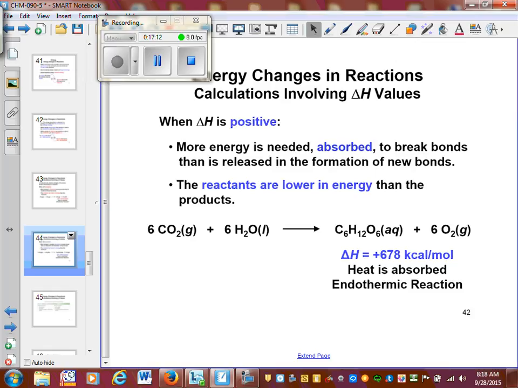If delta H is positive, more energy is needed to break the bonds than is released in the formation of new bonds. So here we have carbon dioxide and water giving us glucose and oxygen. It requires 678 kilocalories per mole to do that reaction. Does anybody know what that reaction is? Taking carbon dioxide and water and making glucose and oxygen. If I said you needed light to do this reaction. Photosynthesis.